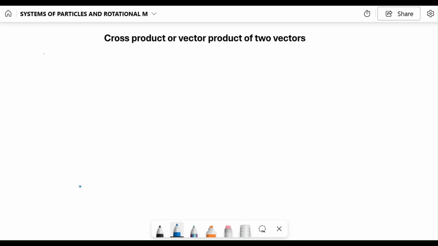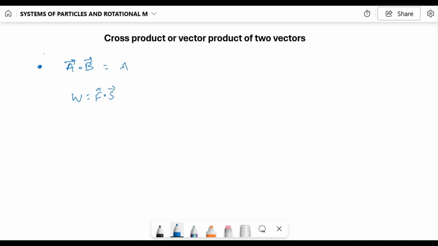Let's start a new topic: cross product or vector product of two vectors. Earlier we have seen one such product which we called scalar product or dot product, where two vectors gave a quantity which was a scalar in nature. For example, work done, force dot displacement, we got as a scalar product.